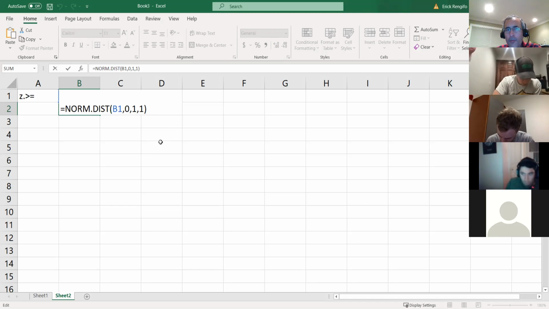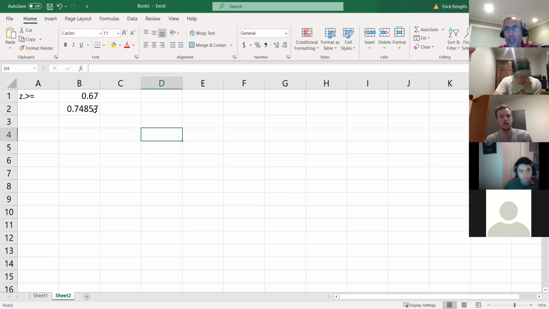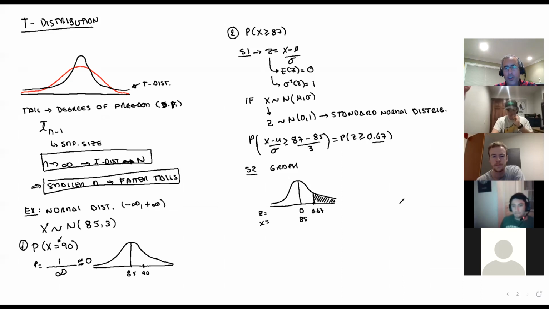So what is this one here? I have 0.748 or 9. So remember this number, 0.749. So what is that? If we go to our graph, the 0.749 is this probability. So let me perhaps draw this in red. All this part here, guys, equals 0.749, from minus infinity up to this point. Now, how do I find this region here?